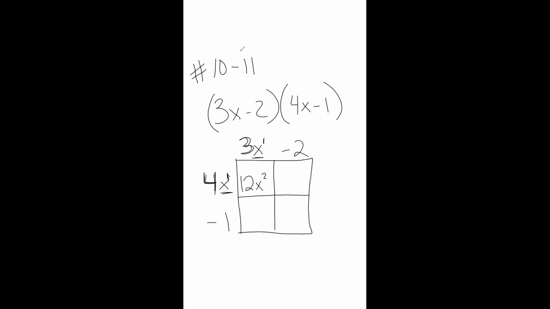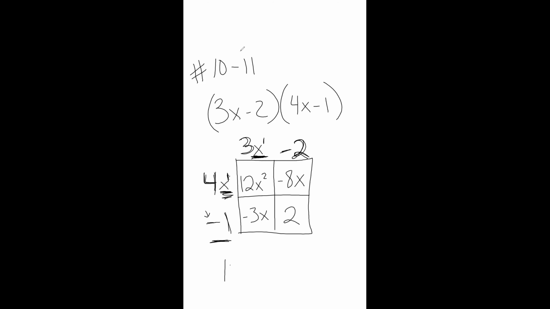4 times -2 is -8. And this has that x here, so that gets that x. 3 times -1, don't forget about that negative here, is -3, and we have this x up here, so that gets an x. And then -1 times -2 is +2. Negative times a negative is a positive.